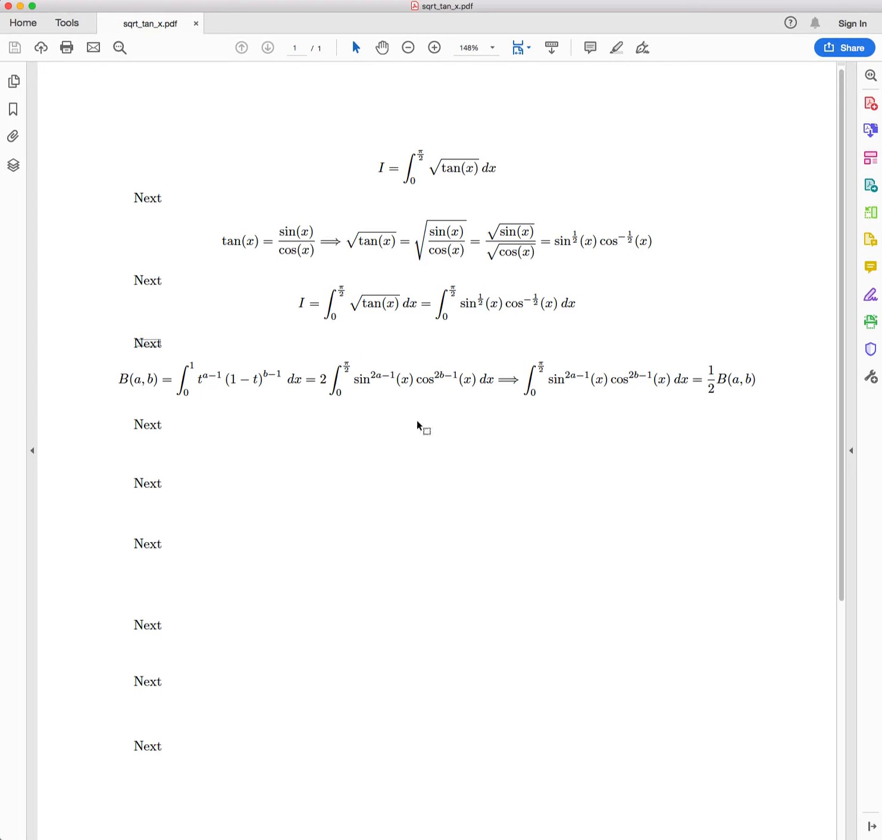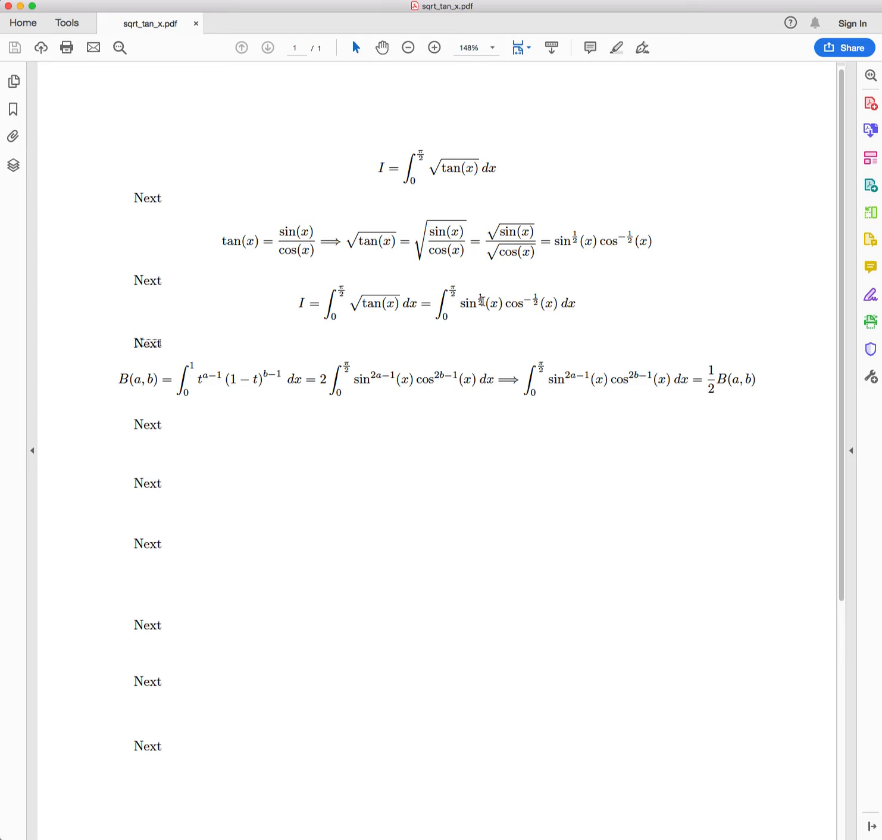Okay, great. So we now know that this beta function can be represented in this form. And if we have a look at what we have here, obviously this is taking this form. We've just got this 2 out the front. So if I wanted to just have something with sine to the power of something, cos to the power of something in the integrand, I just need to divide by 2, and that's what we see over here. The integral from 0 to pi over 2, sine to the 2a minus 1 of x, cos to the 2b minus 1 of x dx is equal to 1/2 of beta of a comma b.